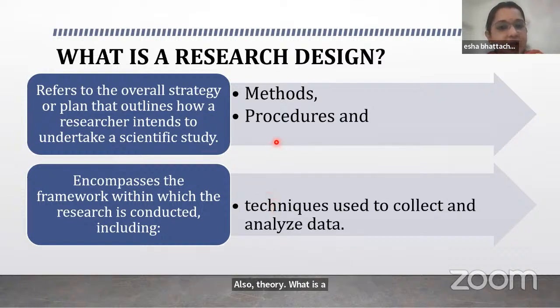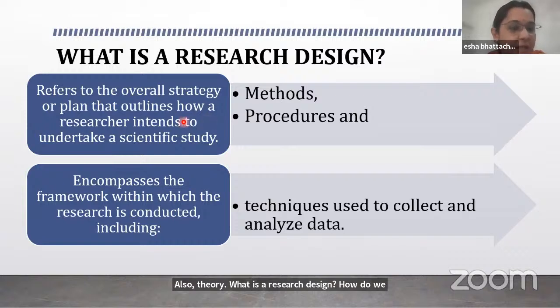What is a research design? How do we understand? So it's basically a blueprint or a strategy or a plan which outlines how the researcher tries to undertake the scientific study. It encompasses the framework within which the research is conducted, which includes certain key procedures like the methods, what are the processes, what are the techniques which are used to collect and analyze the data.